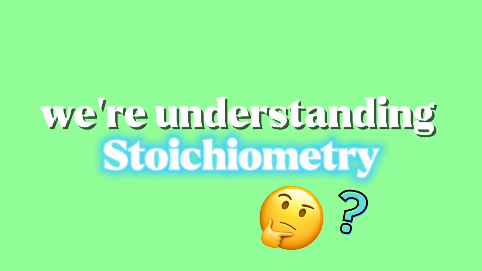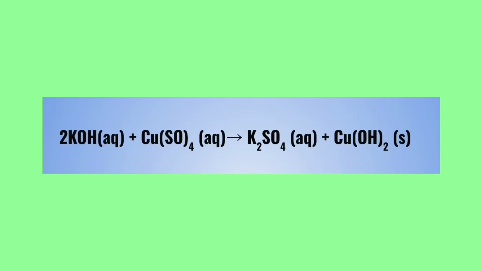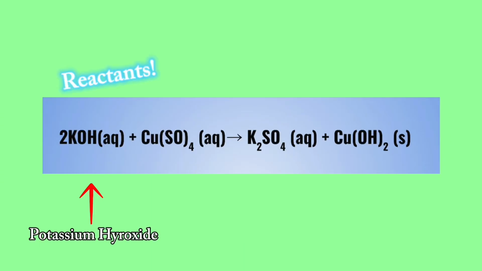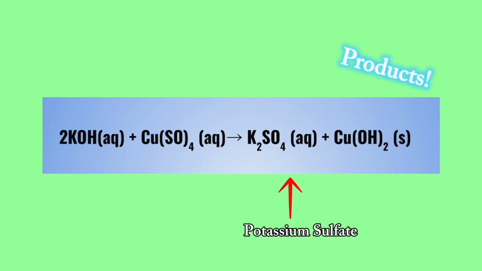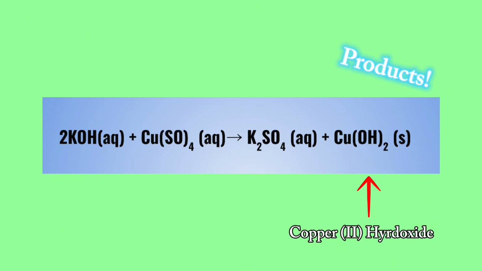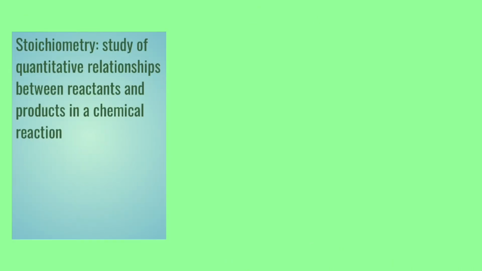In this lab, we are understanding stoichiometry and concepts of it, including limiting reactants. The chemical equation is 2 KOH plus CuSO4 equals K2SO4, which is an aqueous solution, plus Cu(OH)2, which is a solid. Stoichiometry is the study of quantitative relationships between reactants and products in a chemical reaction.